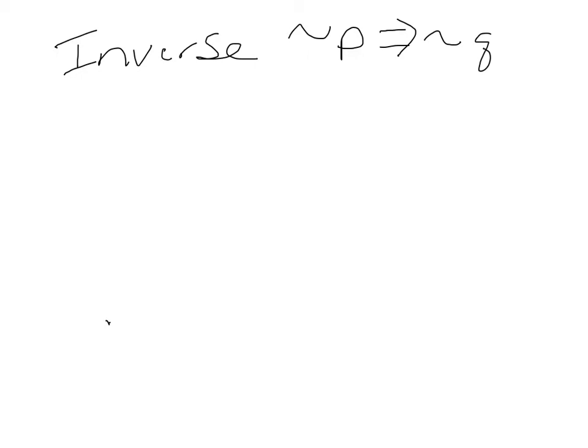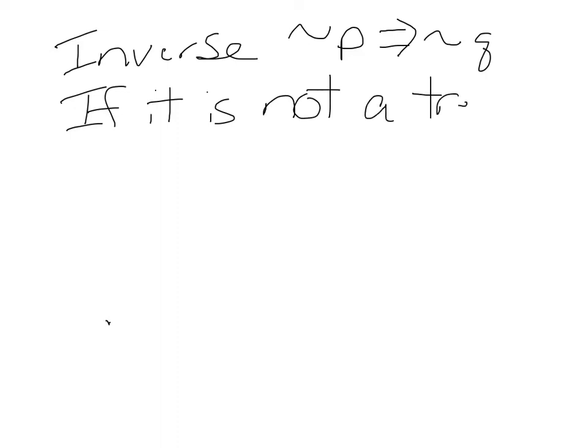It's going. So, inverse. So the inverse is where it's the opposites. The opposite of P implies the opposite of Q. So if it's not a tree, or I'm sorry, if it's not a tree, then it's not green. I was right. If it is not a tree, then it is not green.